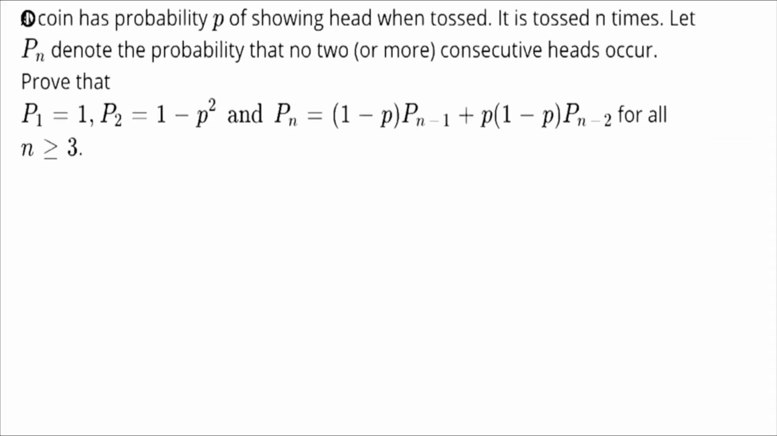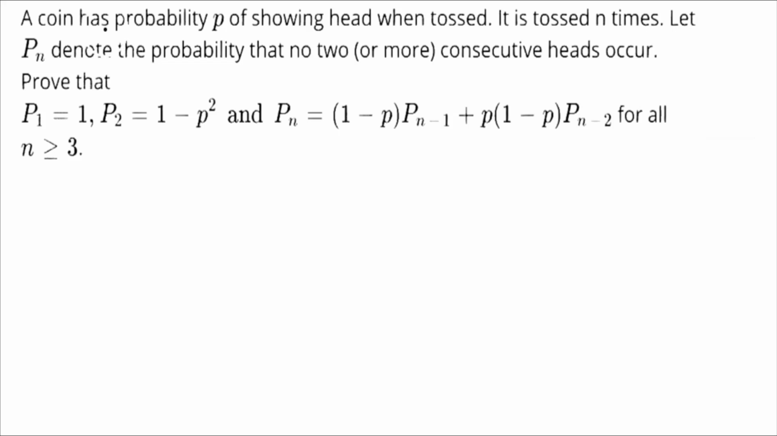In this question, it is given that a coin has probability P of showing head when tossed. It is tossed n times. Let Pn denote the probability that no two or more consecutive heads occur. We need to prove that P1 is equal to 1, P2 is equal to 1 minus P square, and Pn is equal to 1 minus P into Pn minus 1 plus P into 1 minus P, Pn minus 2 for all n greater than or equal to 3.